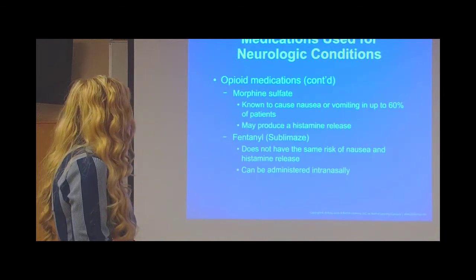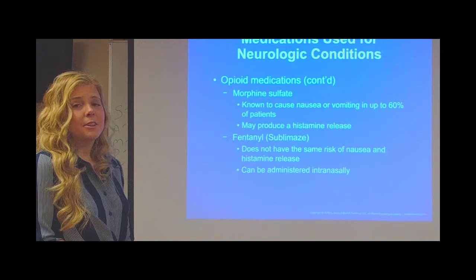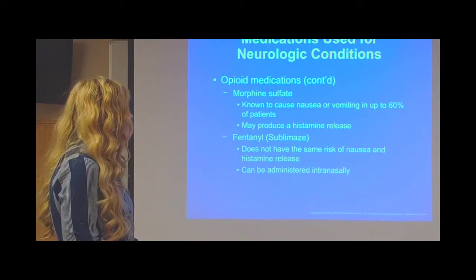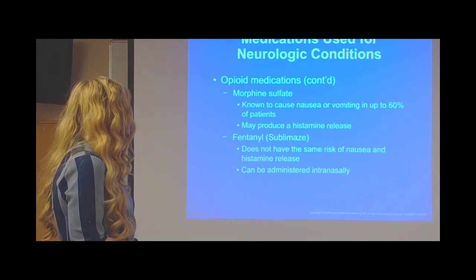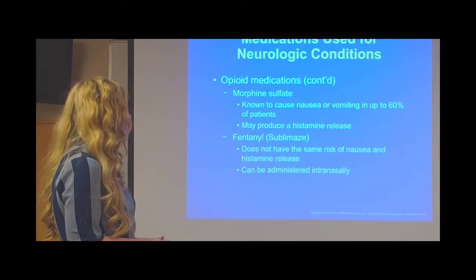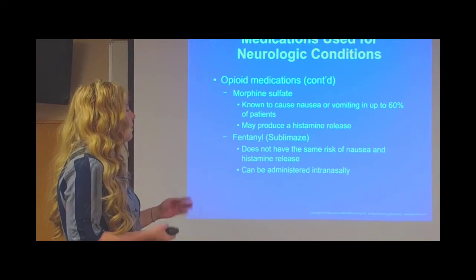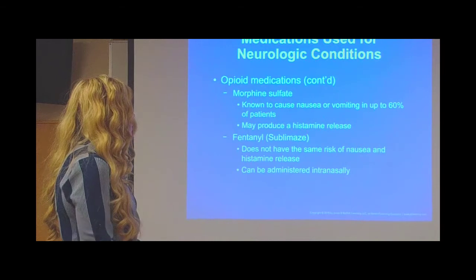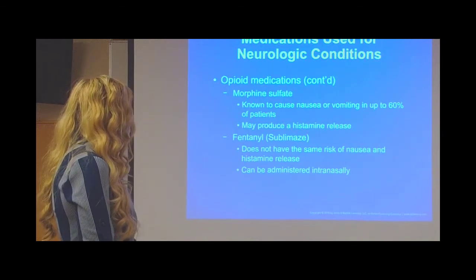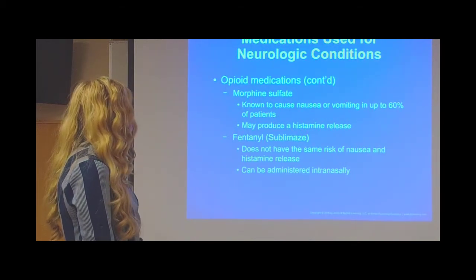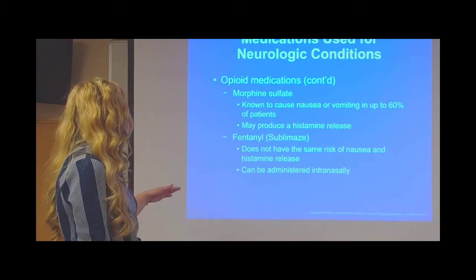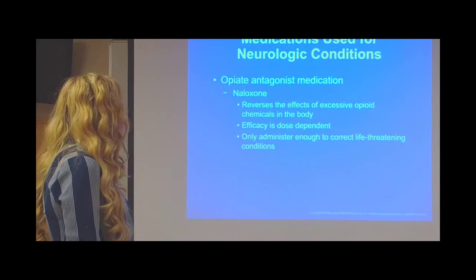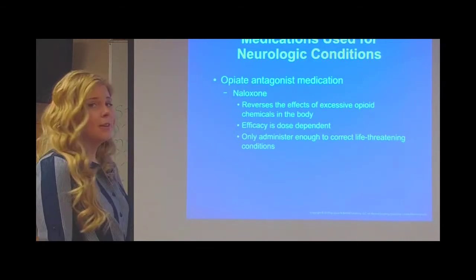Morphine is a common opioid medicine. It can cause severe nausea and vomiting, and can produce a histamine-related reaction in patients. If the patient experiences that, then you can give them something more synthetic like fentanyl, which we talked about earlier, and it'll be less likely to cause that same reaction in that patient. It doesn't have the same risk of nausea and vomiting and histamine release as the morphine because it's more of a synthetic chemical.